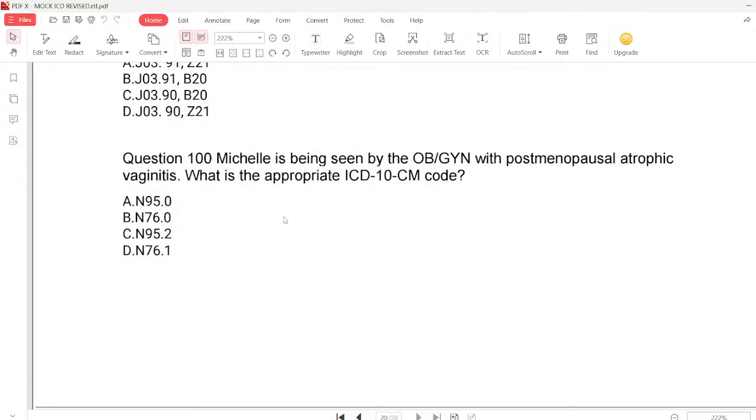Okay, yeah. Mahesh, correct answer. C is the correct answer. N95.2 correct answer.